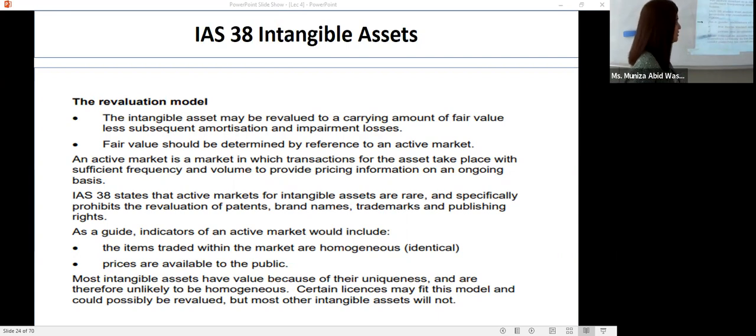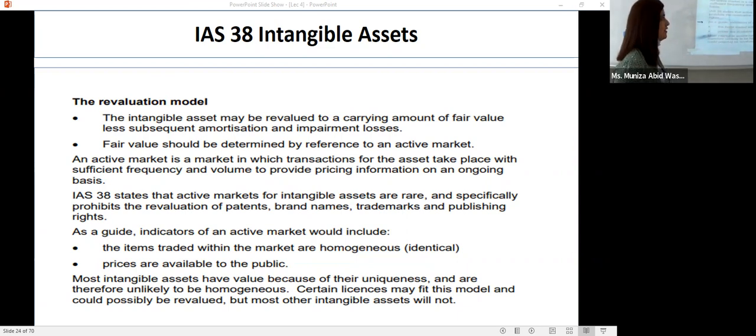Fair value should be determined by reference to an active market. An active market is a market in which transactions for the assets take place with sufficient frequency and volume to provide pricing information on an ongoing basis. So basically, an active market is the market where you are able to purchase or sell the relevant type of goods or services. IAS 38 states that active markets for intangible assets are rare and specifically prohibits the revaluation of patents, brand names, trademarks, and publishing rights.